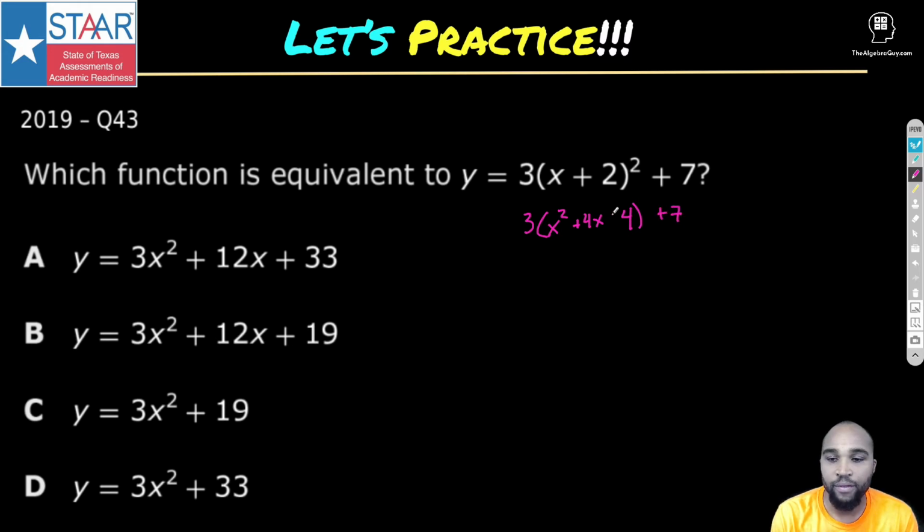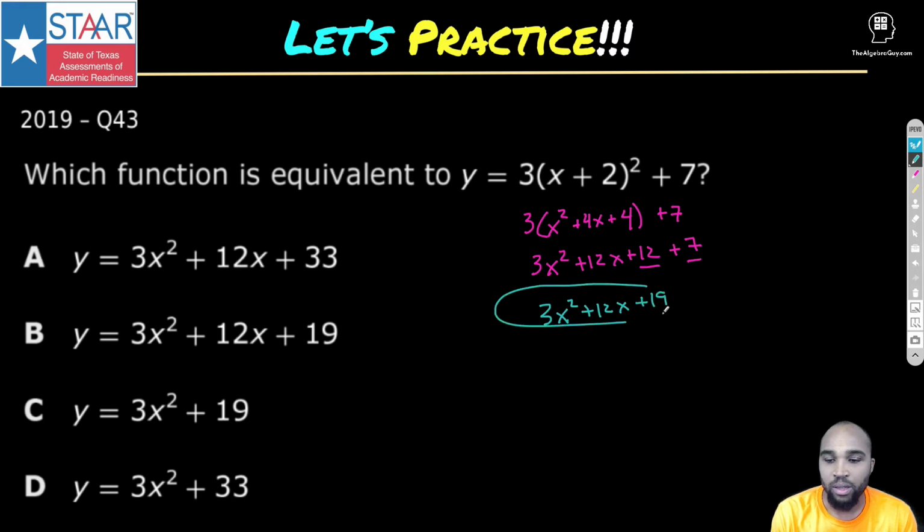All right, so now that I have this, I can distribute this 3, giving me 3x squared plus 12x plus 12, and now I can take it out of the parentheses and add 7 to it. These two will add together, 12 and 7, giving me 3x squared plus 12x plus 19. And there it is. So that's not too bad.